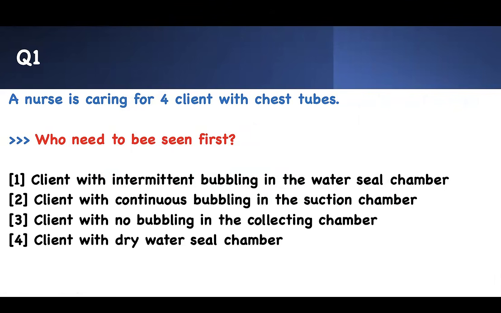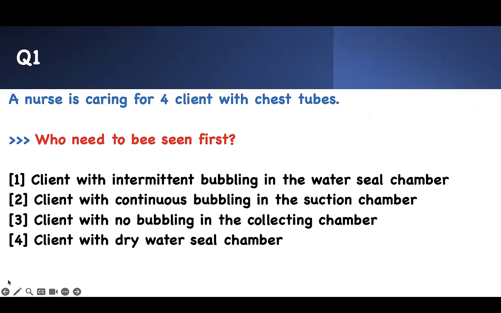How do you answer a question? Read it from the back. Who needs to be seen first? Prioritization, patient prioritization. A nurse is caring for 4 clients with what? Chest tubes. They all have chest tubes. It does not matter. You don't have to know the details about chest tubes. What they're asking you is, who needs to be seen first?